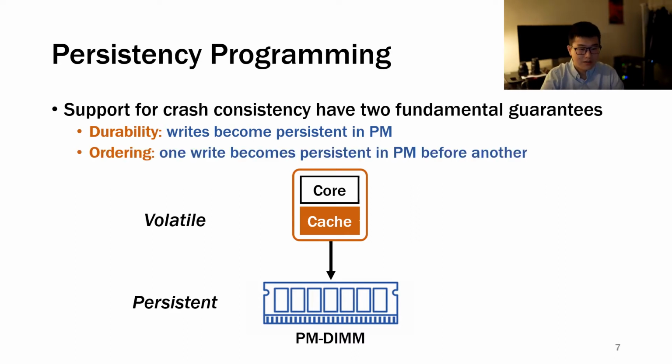And another fundamental guarantee is ordering. That is, one write can become persistent in memory before another write. So in the same example, we have one cache line being written back to memory, and once it's guaranteed to be persisted, the software can issue another cache line and write it back.